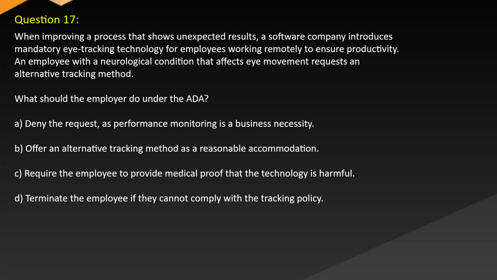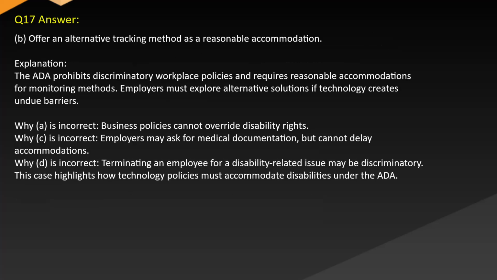A. Deny the request, as performance monitoring is a business necessity. B. Offer an alternative tracking method as a reasonable accommodation. C. Require the employee to provide medical proof that the technology is harmful. D. Terminate the employee if they cannot comply with the tracking policy. Answer B. Offer an alternative tracking method as a reasonable accommodation.